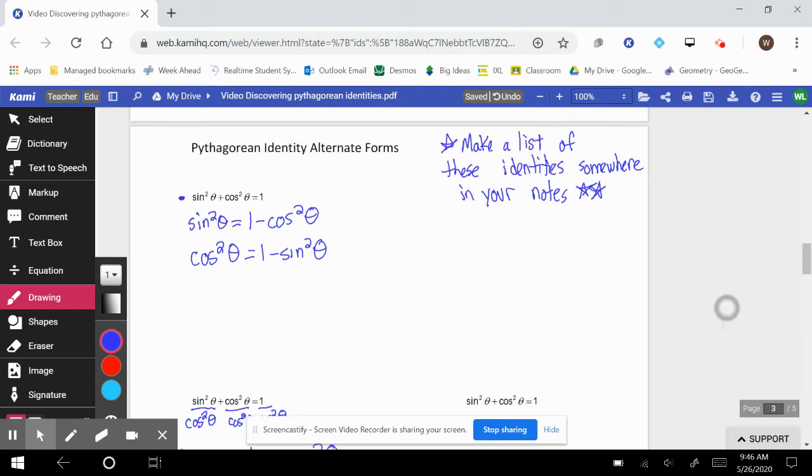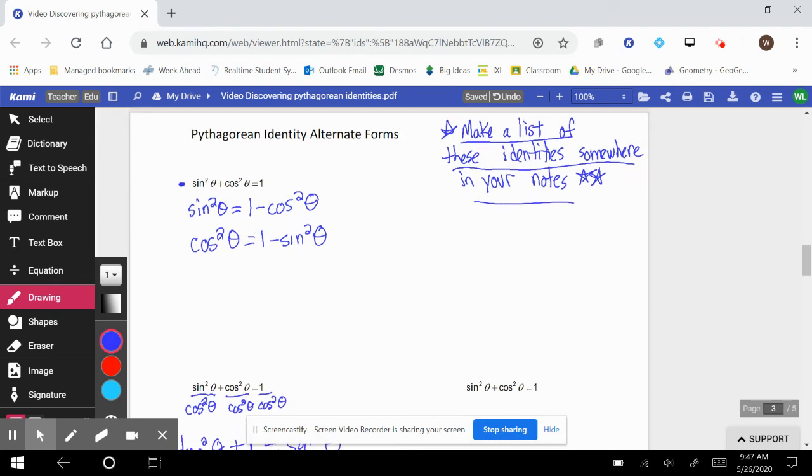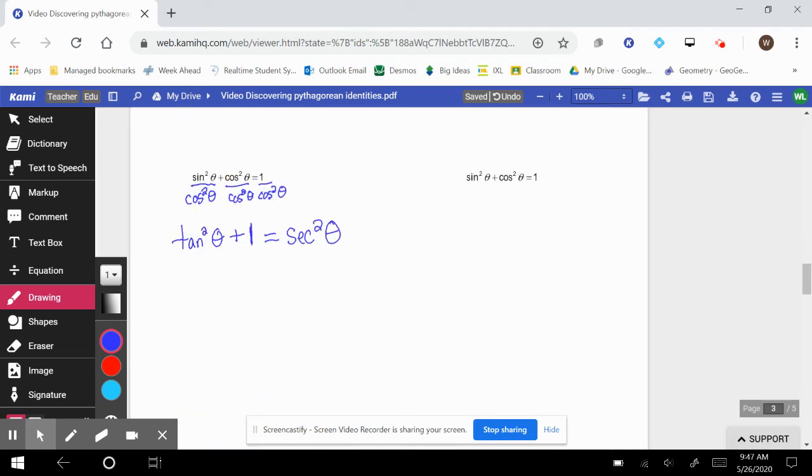Okay, so on your list of identities that we talked about up here, identity number 1 was sine squared plus cosine squared equals 1. Here's number 2: tangent squared theta plus 1 equals secant squared theta. Make sure you add that now to your list of identities.